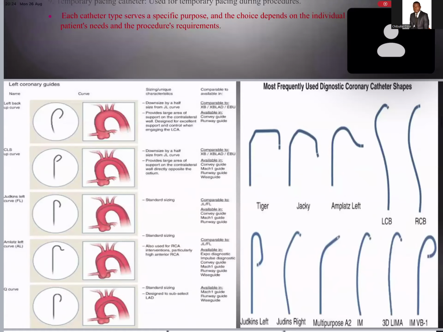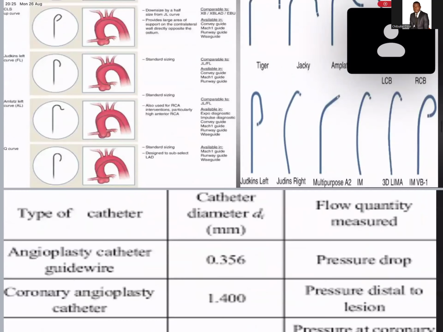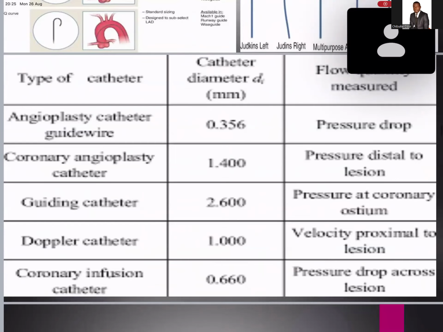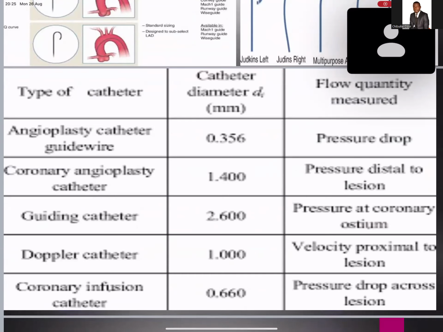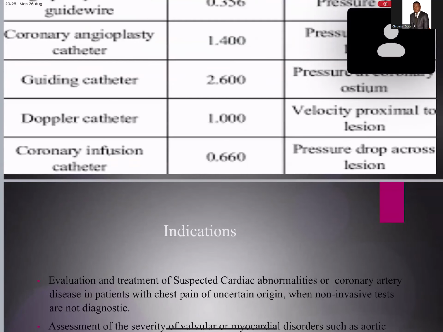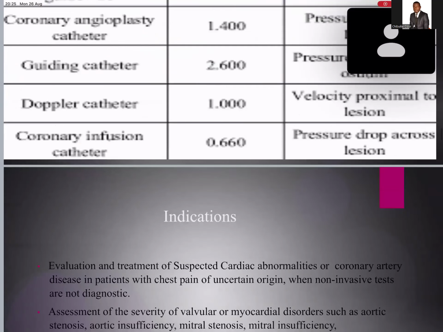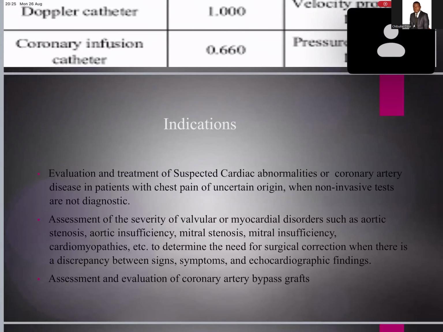So I've also tried to make pictures of the different types of catheter. However, the other one on the left is actually quite small. Then this is also a picture showing the different types of catheter and their diameter sizes, and then the flow quantity that is measured. I wouldn't want to take much time on that because I'm going to drop the slide later. Now, very importantly, there are distinct indications for left heart catheterization.